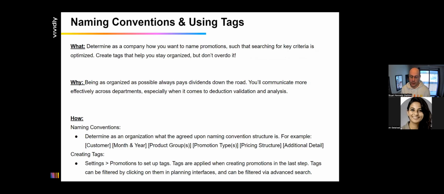Best in class brands, when they are starting with Vividly, will be literally sending out a presentation to their sales team saying, hey, these are the expectations we have in place. This is how to name your promotions. An example at the bottom of the slide here, maybe it's customer, month and year, your product groups, promotion types, pricing structure, additional detail. I'll see folks always add the word off shelf if it's an off shelf, or maybe you typically promote in multiples, 10 for 10, 3 for 5.